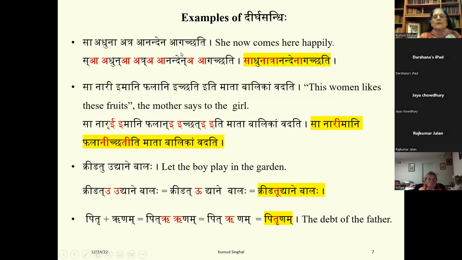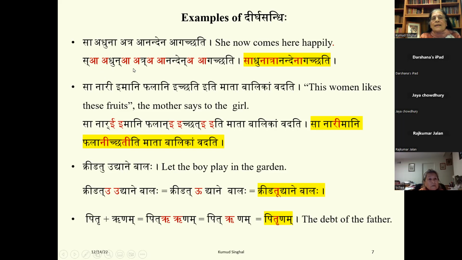So let us look at some examples of the Dirgha Swara Sandhi. Sa adhuna atra anandena agachati. Adhuna means now, anandena is happily, it is tritiya vibhakti eka vachanam. So she now comes here happily. Now sa ends with a. Adhuna starts with a, ends with a. Atra starts with a and ends with a. Anandena starts with a and ends with a. Agachati starts with a. So these combinations of a and a will be replaced by a long aa.